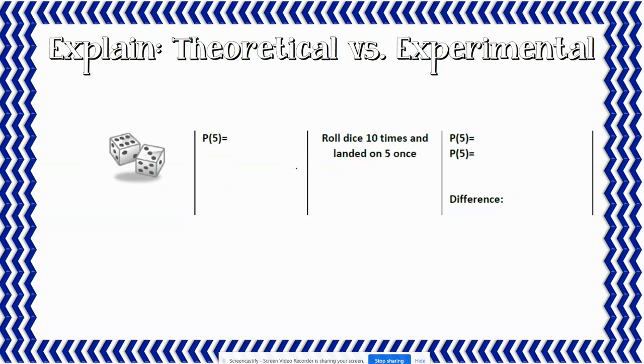For the next one, we're looking at a die again. So the probability of rolling a 5 on a die is that there is one side that has a 5 out of 6 total sides. Now, experimentally, we rolled 10 times and landed on 5 just one time. So the probability of landing on a 5 experimentally is 1/10. So this time we're comparing 1/6 to 1/10. Well, I know that 1/6 is larger, so in this case, the theoretical probability was greater than the experimental probability.